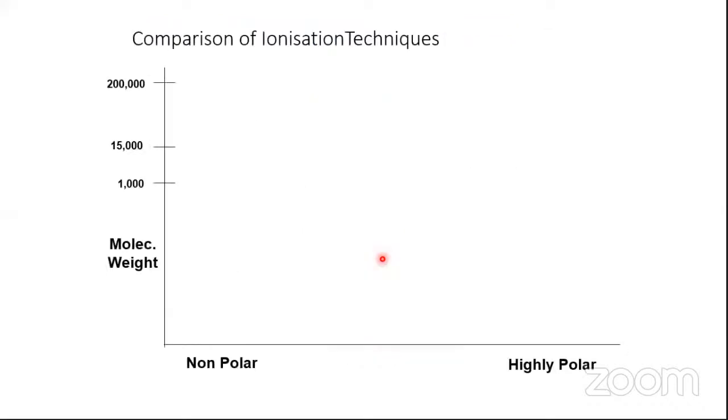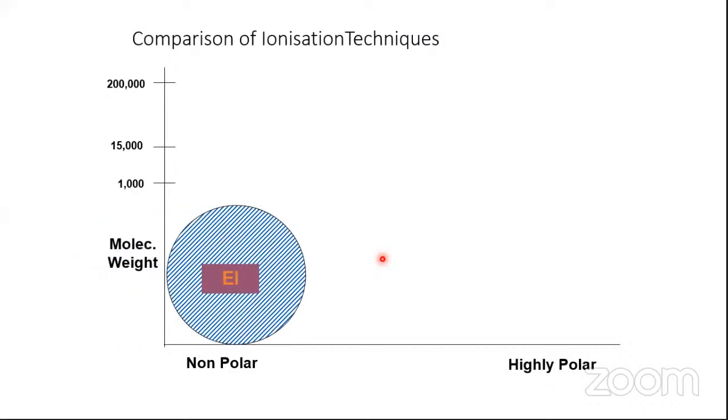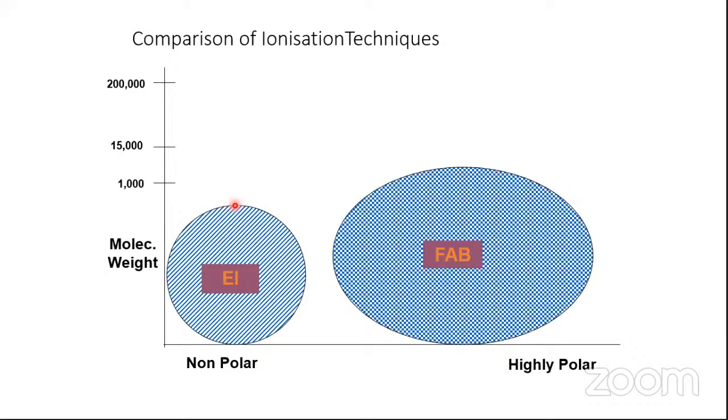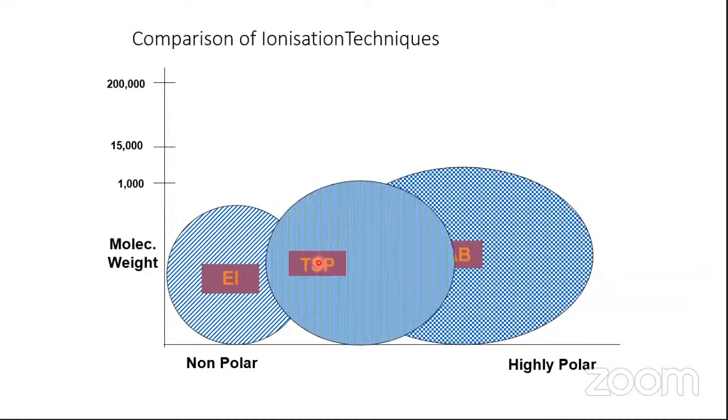Now let us look at some of the techniques which we have studied. EI is used for non-polar compounds, and the molecular weight range is only about 800. We have not studied this, but one technique used earlier was fast atom bombardment, which can go up to around 5,000 daltons, and it can take up a lot of polar compounds like peptides or some sugars, etc. Then we have TSP, which we studied today, and it can go up to a 1,000 molecular weight range, and it is used for semipolar compounds.